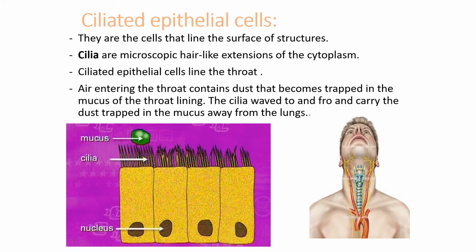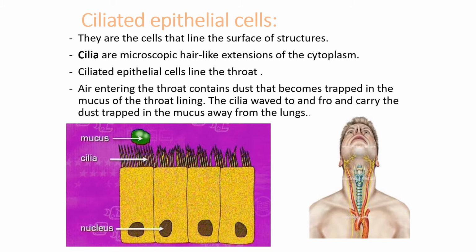These ciliated epithelial cells, grade 7, we find lining the throat. Okay, I want you to look down on the right. This is the throat. The ciliated epithelial cells lie in the throat. The air entering the throat, grade 7, contains dust. This dust becomes trapped in the mucus of the throat lining.